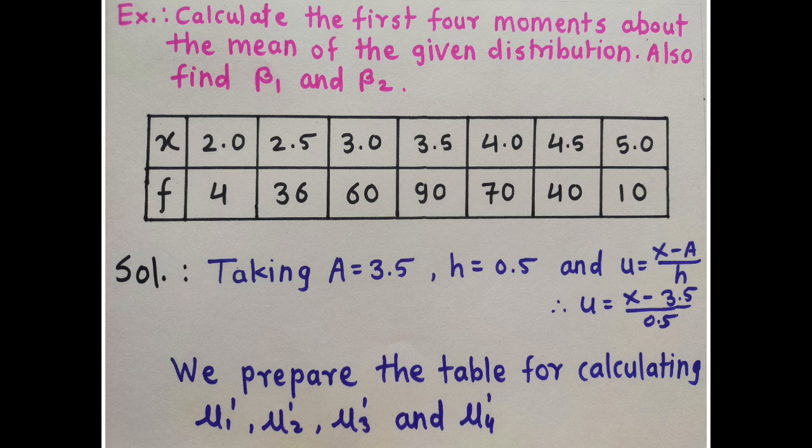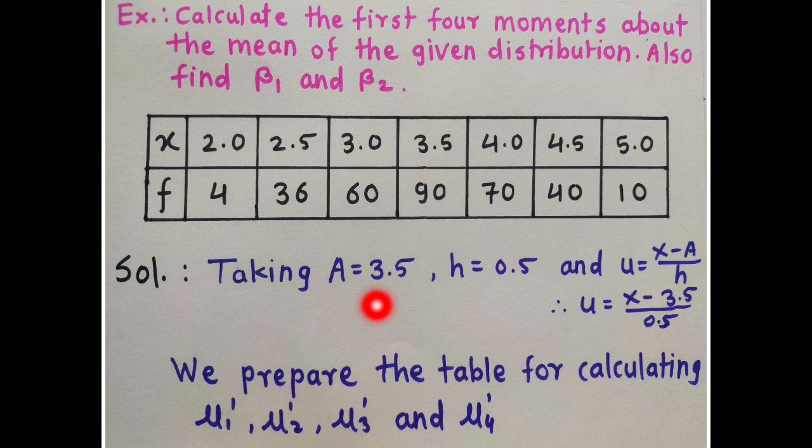So the question is, calculate the first 4 moments about the mean of a given distribution. Also find beta 1 and beta 2. In that, values of x are given and respective frequencies are given. Calculate the first 4 moments about the mean means we have to find the 4 central moments, and also find beta 1, that is the coefficient of skewness, and beta 2, the kurtosis coefficient. For finding that, let's see the solution of the example.